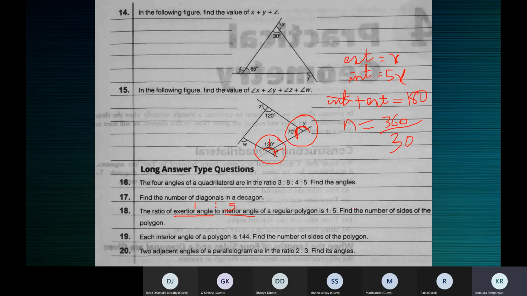Is that clear, children? Yes, ma'am. First we do x plus 5x is equal to 180, but nobody responded when I said this. Do we all understand 120 plus z is 180, because interior angle plus exterior angle is equal to 180? Yes, ma'am. Okay, that's the first part. Interior angle plus exterior angle is equal to 180, not 360. From that you will get x, the exterior angle. Then 360 by each exterior angle will give us the number of sides.